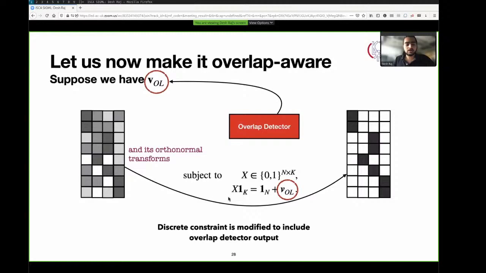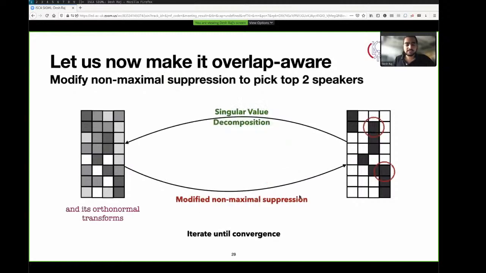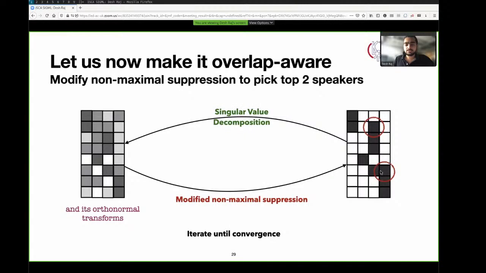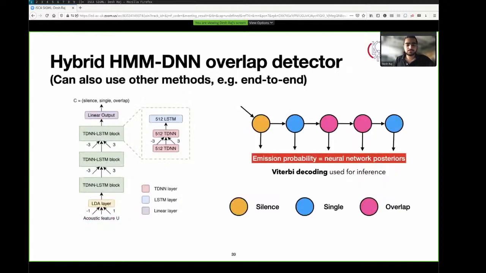And how you apply this in your algorithm is that for those segments which contain more than one speaker, we assign it to the top 2 speakers instead of the top 1 speaker when you're performing the non-maximal suppression step. So suppose this segment here contained more than one speaker, instead of just assigning it to the top 1 speaker, we now assign it to the top 2 speakers. And now the output here would correspond to 2 speakers being active in this segment. And this simple modification makes it possible to perform overlap-aware spectral clustering through this approach.